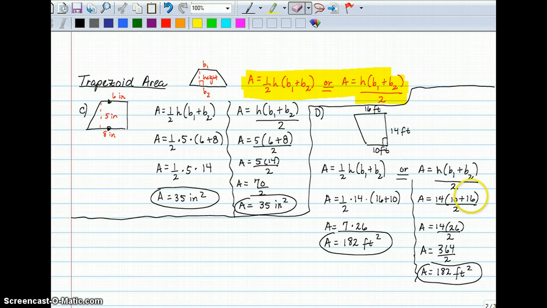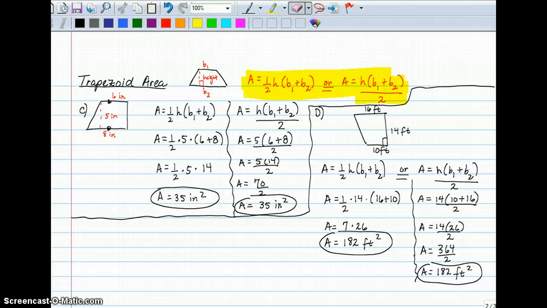10 plus 16 is 26 times 14, all divided by 2. 14 and 26, probably want a calculator to make that easier. 364 divided by 2. Now you don't need a calculator for this. 36 divided by 2 is 18. So 360 divided by 2 is 180. 4 divided by 2 is 2, so it's 182 feet squared. You can see you get the same answer for both of these.